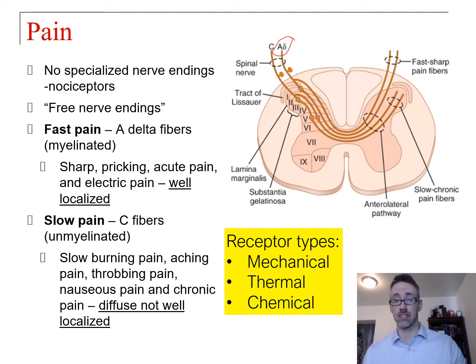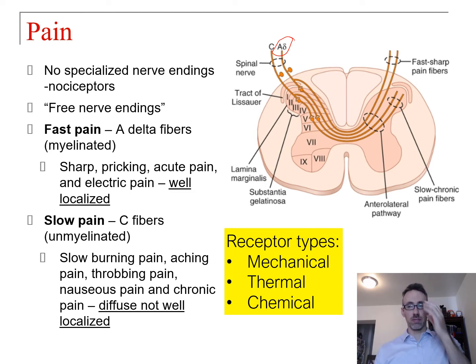What do we mean by fast? Well, fast means it's conducting very quickly. But the type of pain transmitted that way is a sharp, pricking, acute or electric, stabbing type pain. And importantly, it's usually very well localized. So if you have stabbing pain, you can usually point to the part of the body where it feels like you're having it. You can be very specific about it. So localization is very important when it comes to differentiating types of pain. So fast pain is sharp, stabbing type pain, easily localized.